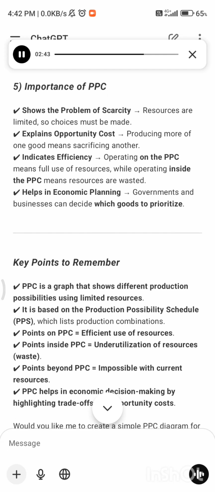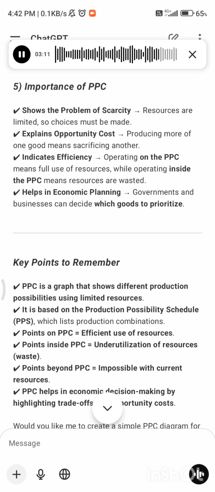5. Importance of PPC. It shows the problem of scarcity. Resources are limited, so choices must be made. It explains opportunity cost. Producing more of one good means sacrificing another. It indicates efficiency. Operating on the PPC means full use of resources, while operating inside the PPC means resources are wasted. It helps in economic planning. Governments and businesses can decide which goods to prioritize.